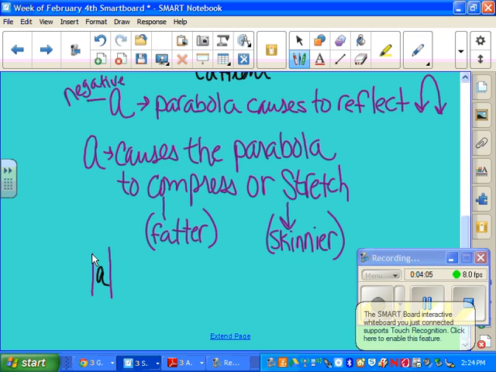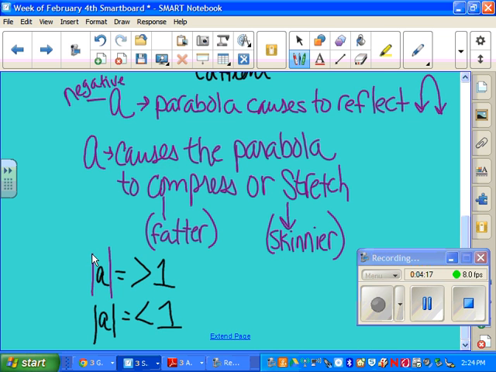And then this type of transformation is called a dilation. And guys, remember what we did on Friday with dilations? That's exactly what's happening right here. I'm sorry. If it's greater than 1, then it stretches vertically. And then if it's between 0 and 1, so that means it's a decimal, it compresses vertically.